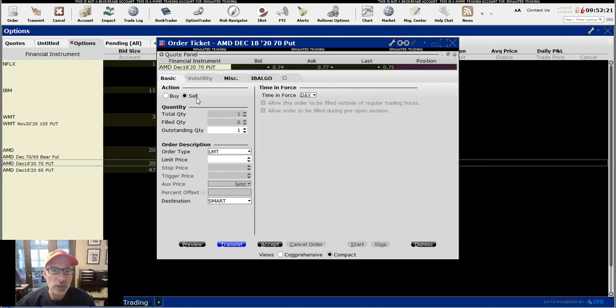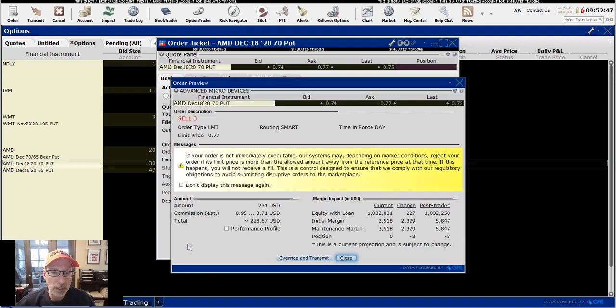And what we're going to do here is, you can see the sell button is already engaged for us. We're going to sell the AMD December 18, 2020 70 put. And we're going to sell that for, let's just say, 77 cents per contract. We're going to sell one contract. You can sell as many as you want. Let's just put in 3 here. And before you actually place the order, you click on the preview button, and I've shown this in prior videos.